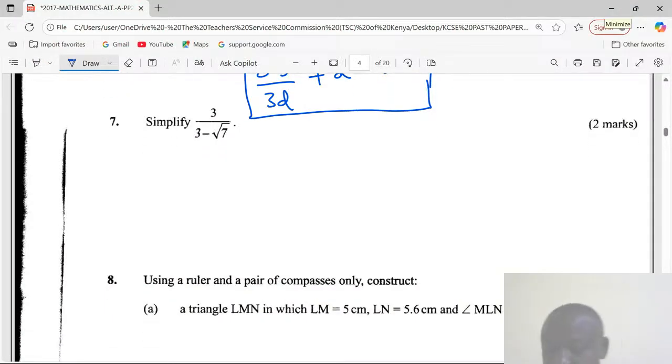Number 7. This is a question on surds. Let's look at it.